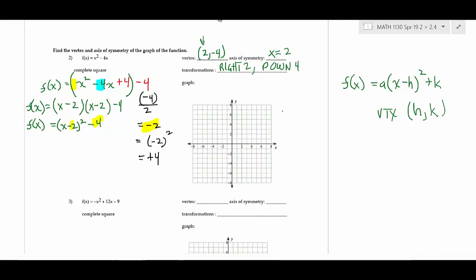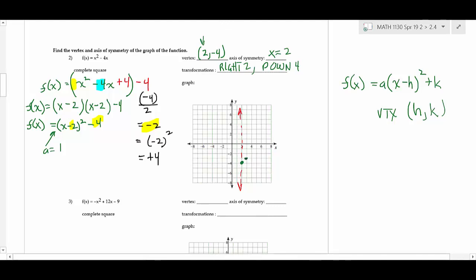So just do the same things I showed you in the previous problem. So you go over 2, down 4. You put your axis of symmetry through there. And then the thing on this is A is 1. I haven't done an example yet where A is not 1, but I'll get to that in just a few minutes. If A is 1, it's easy. Over 1, up 1, over 2, up 4, over 3, up 9, and so forth. Okay? So you do that, then you got a good graph.